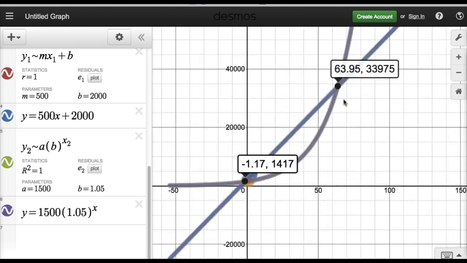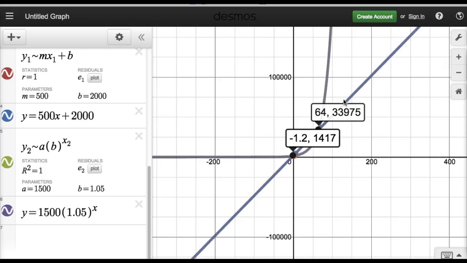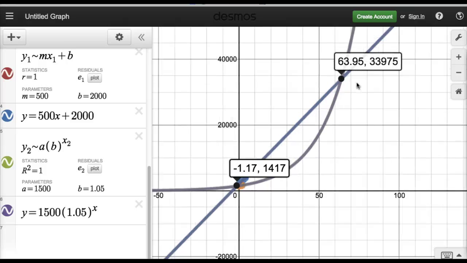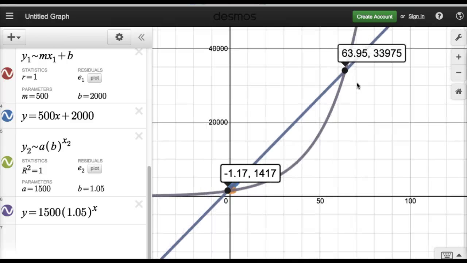Okay, and then the numbers change too because they give me more detail as I get closer to them. See, if I go far away, they give me 64. But as I get closer, you see how the number changes to 63.95. They give you more detail when you're closer. Anyhow, so what is my answer? At what point do they suddenly pay the same amount? At 63.95 months. And how much are they going to pay? $33,975.